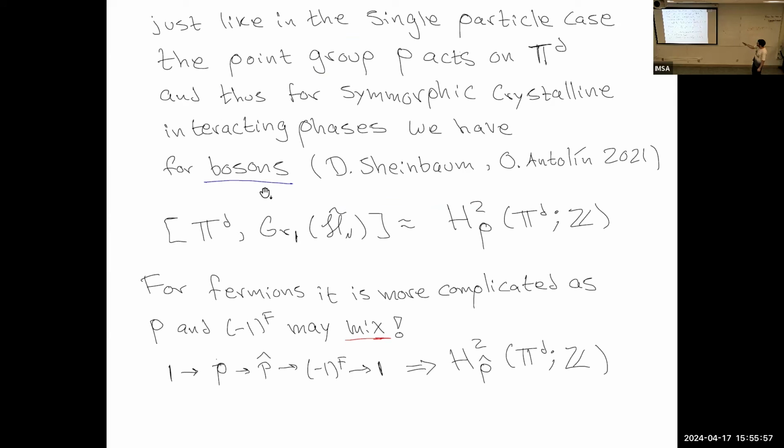And so you have something which is, sorry, I forgot to put a P here. But you have, again, maps, but they have to be equivariant maps with respect to the P action on your torus.